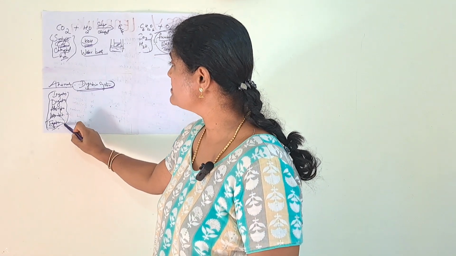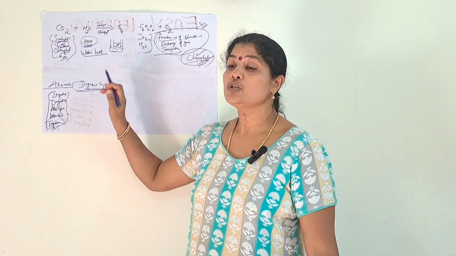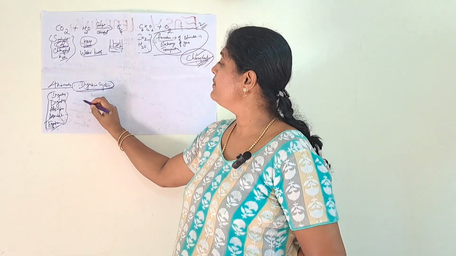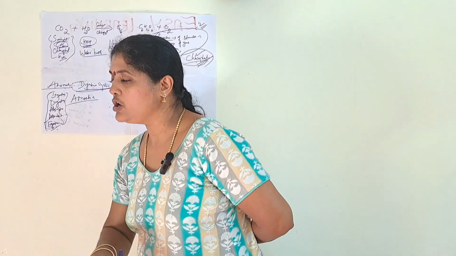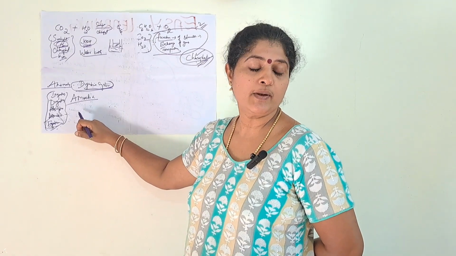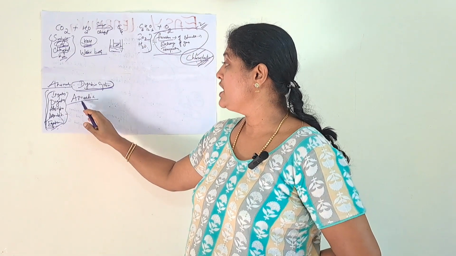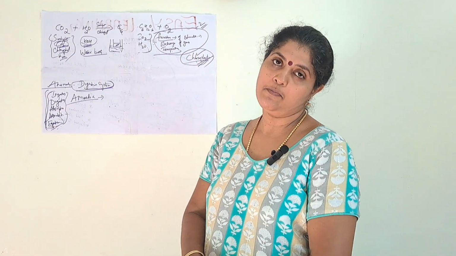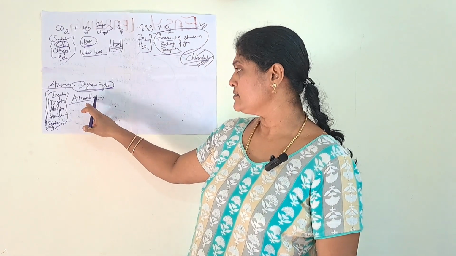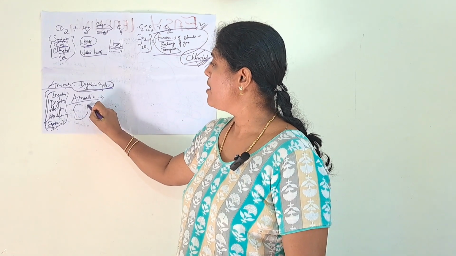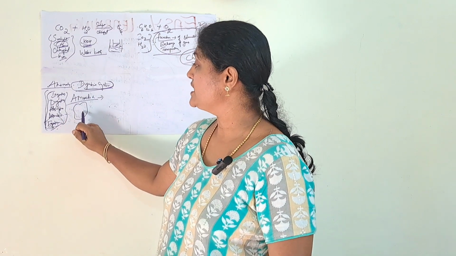So these are the 5 steps involved in the process of nutrition in animals. When you learn about animals, along with human beings, you will be learning how the process takes place in amoeba also. In amoeba also, all the 5 processes take place, even though it is a unicellular organism. It does not have any other organs, and that single cell performs all the functions.